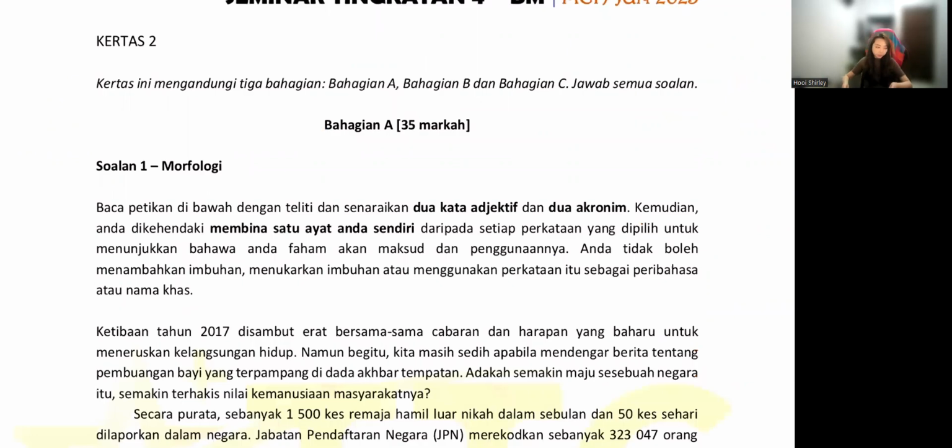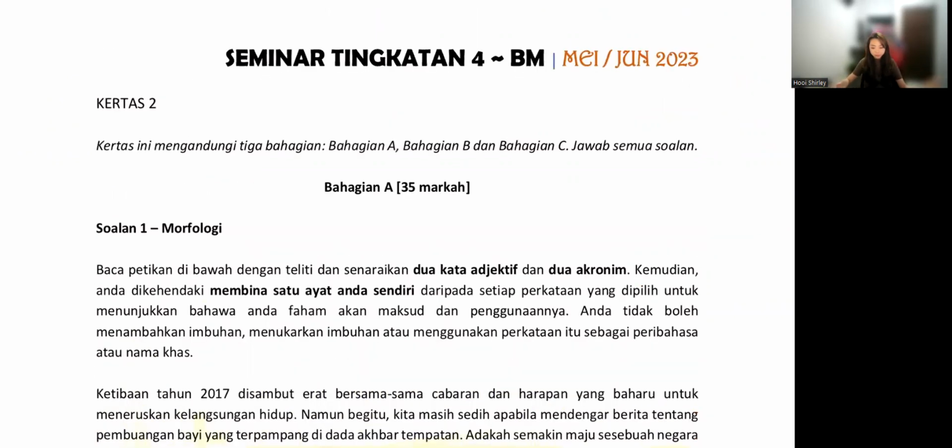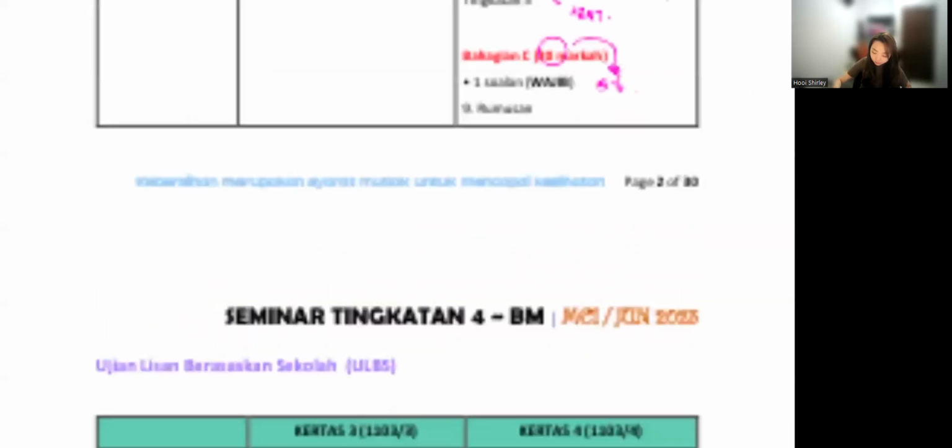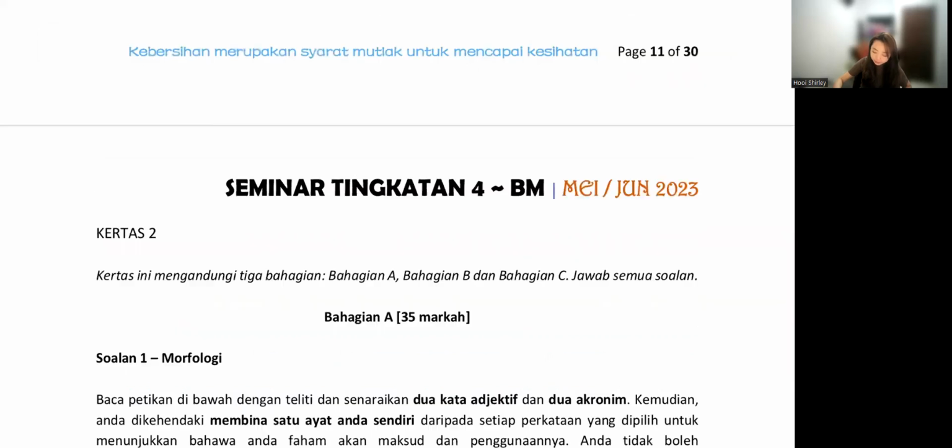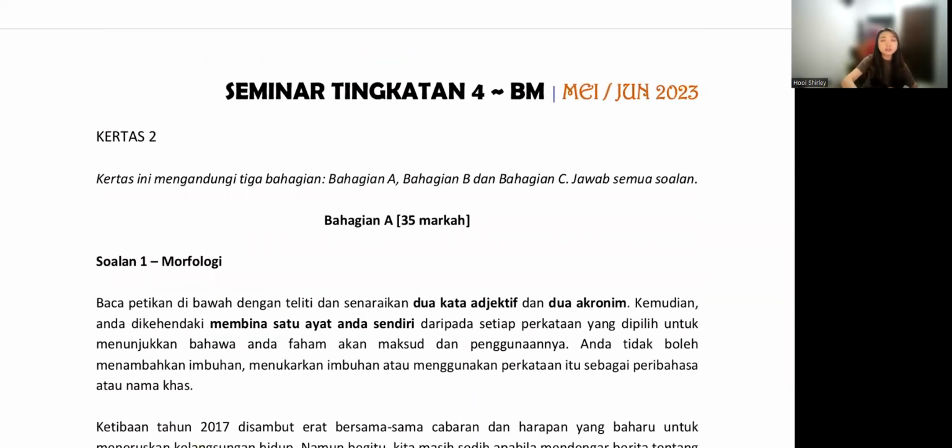Okay, look at this. Kertas dua, it is also in total 100 markah. But then there are a few parts. Bahagian A is Sistem dan Aplikasi Bahasa, mainly on your tata bahasa part. So look at the first question. The first question is the morphology. So for morphology, they want to test you on the golongan kata, jenis kata, right?